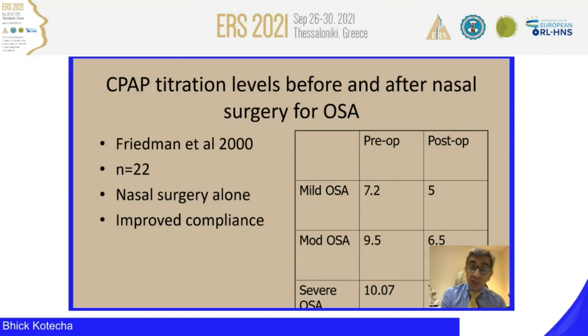performed nasal surgery alone to demonstrate that the CPAP pressure requirement in patients with mild, moderate and severe sleep apnea improved. As you can see here from the chart, in the mild group it improved from 7.2 centimeters down to 5, in moderate 9.5 down to 6.5, and similarly in the severe OSA group, demonstrating a statistically significant drop in the CPAP pressure requirement and hence an improved compliance and adherence.